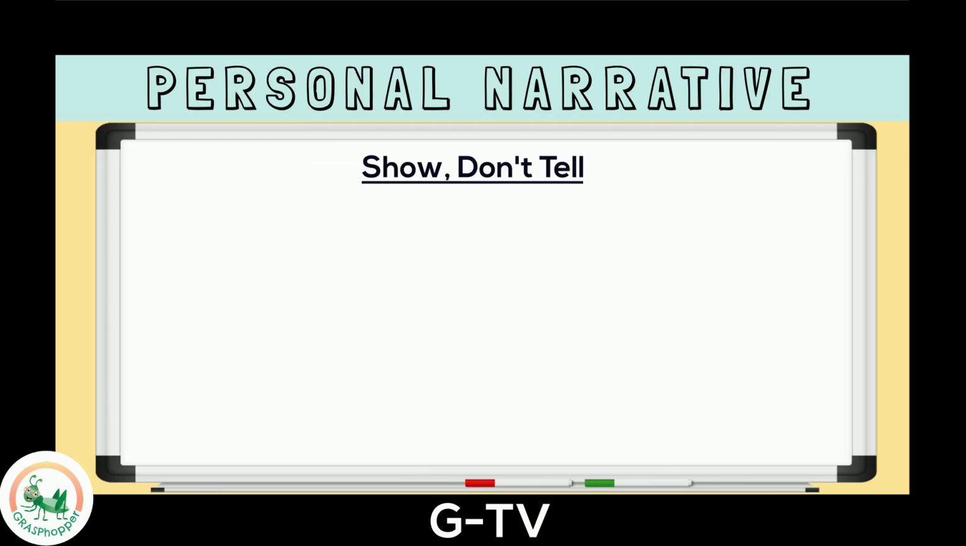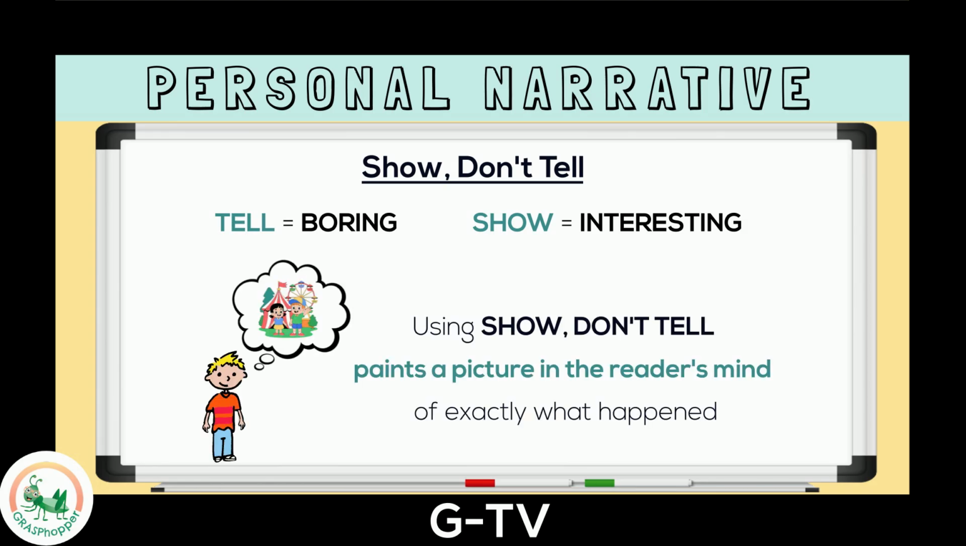Strong writers don't just tell what happened. That can become really boring. Instead, they show it by using sensory details and adjectives. This makes the writing more interesting. Using show, don't tell paints a picture in the reader's mind of exactly what happened.